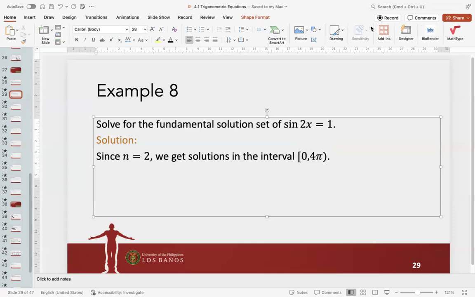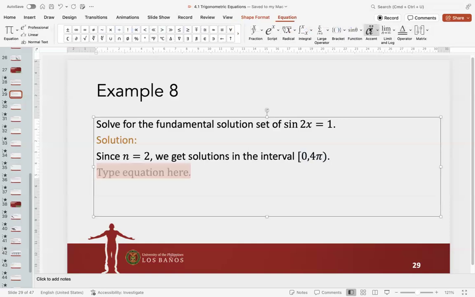So how will we do that? Here, using solving tip number 1, we can easily solve for 2x. Okay? So our variable or our angle here is 2x. So when is sine equal to 1?